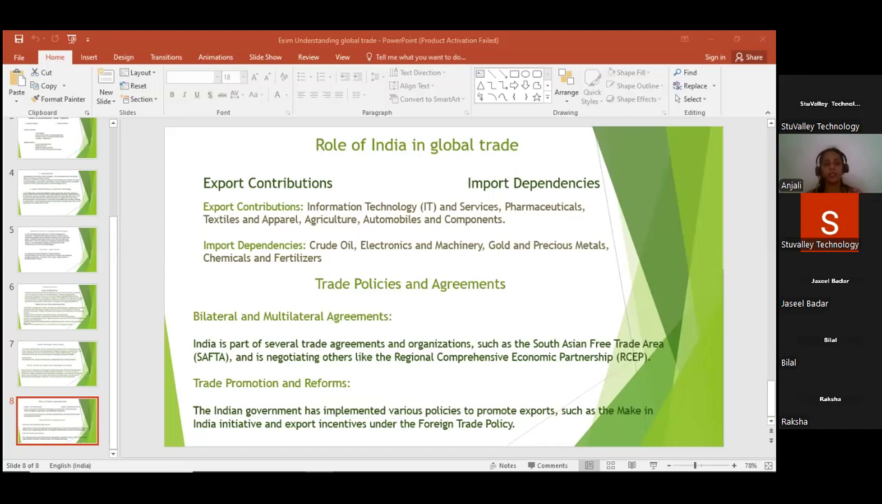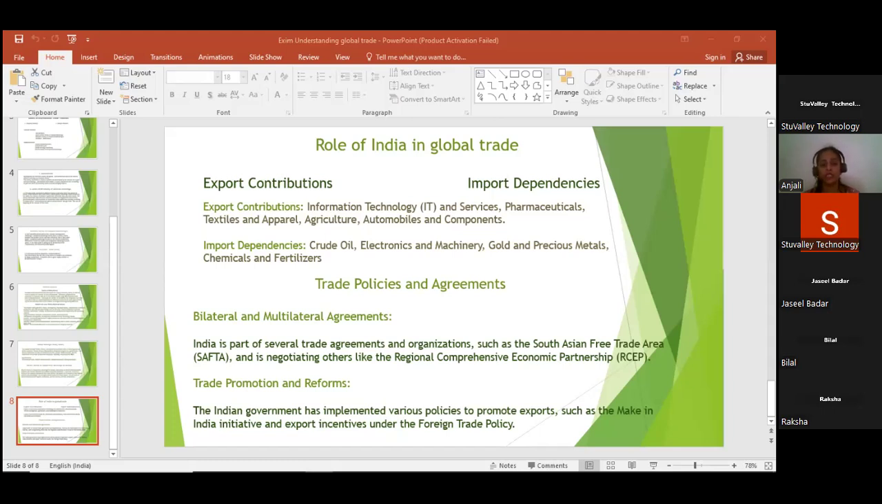Then comes trade policies and agreements. Bilateral and multilateral agreements came into existence, and also trade promotion and reforms. In bilateral and multilateral terms, India is a part of several trade agreements and organizations, such as the South Asian trade area, and also other agreements they have signed, like the Regional Comprehensive Economic Partnership. They also promote Make in India, as everybody is aware. So this type of agreement also came into existence.